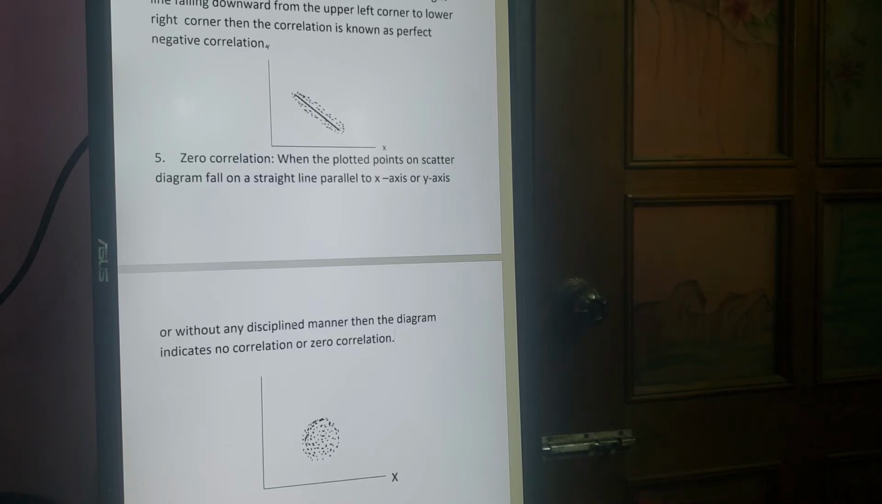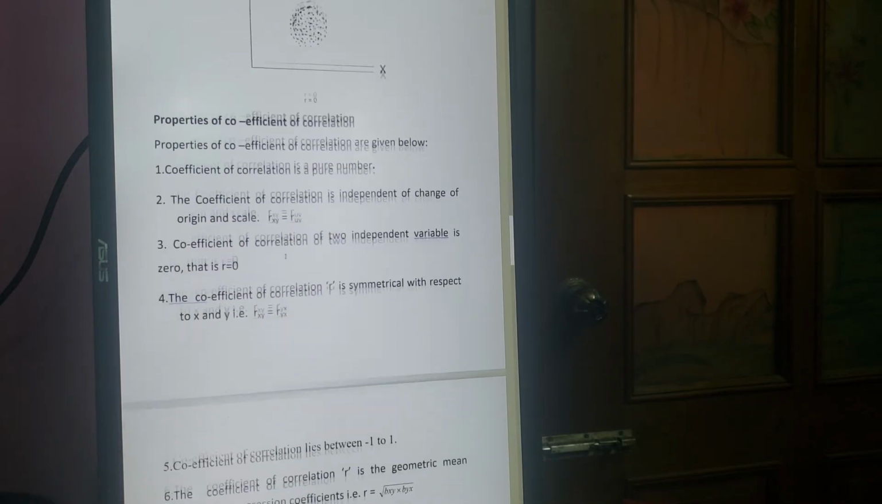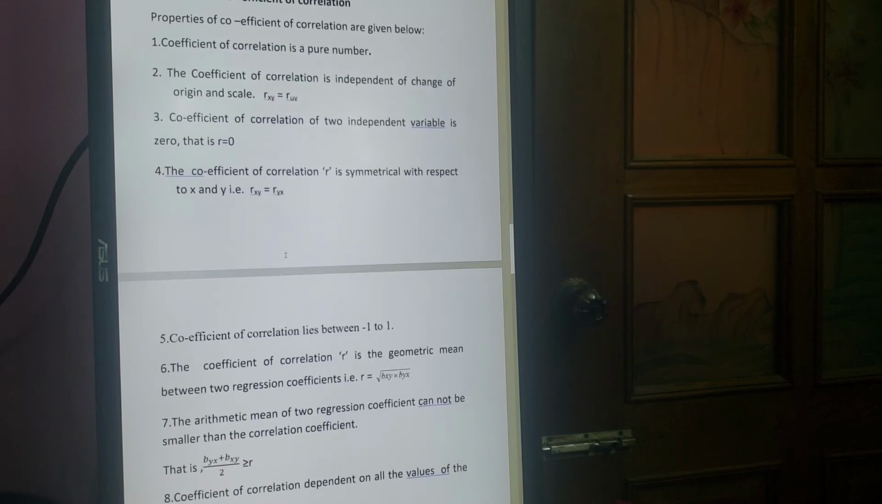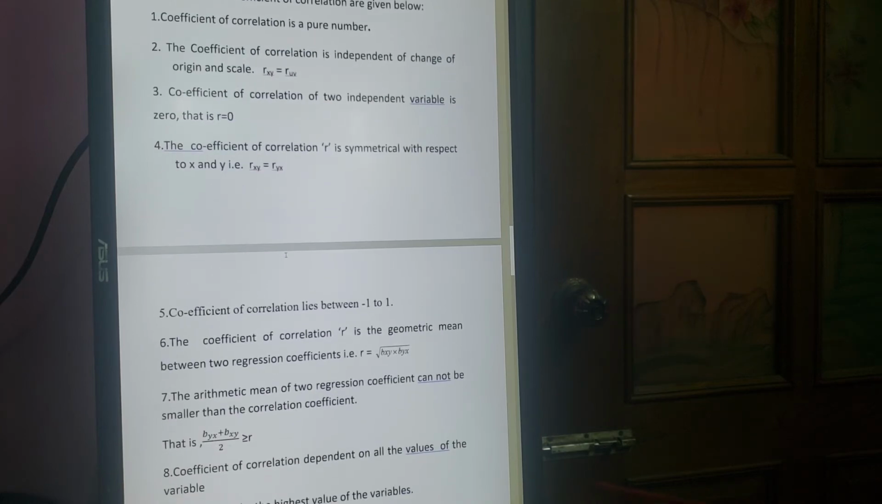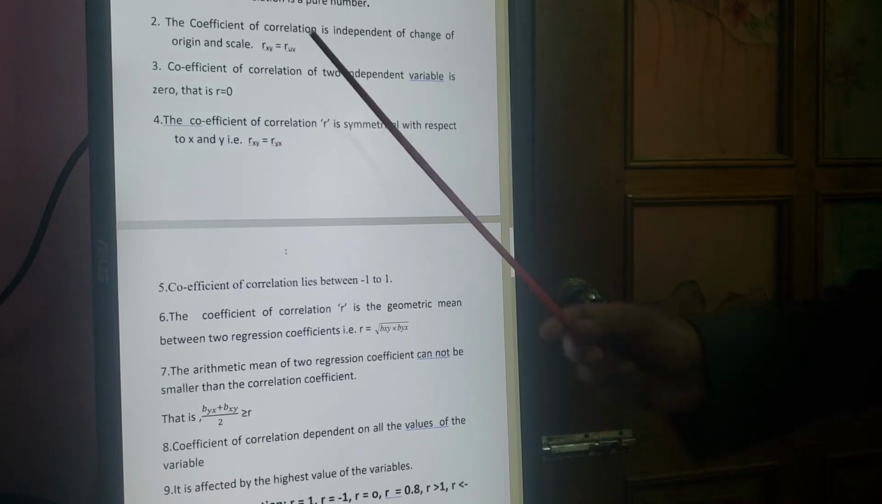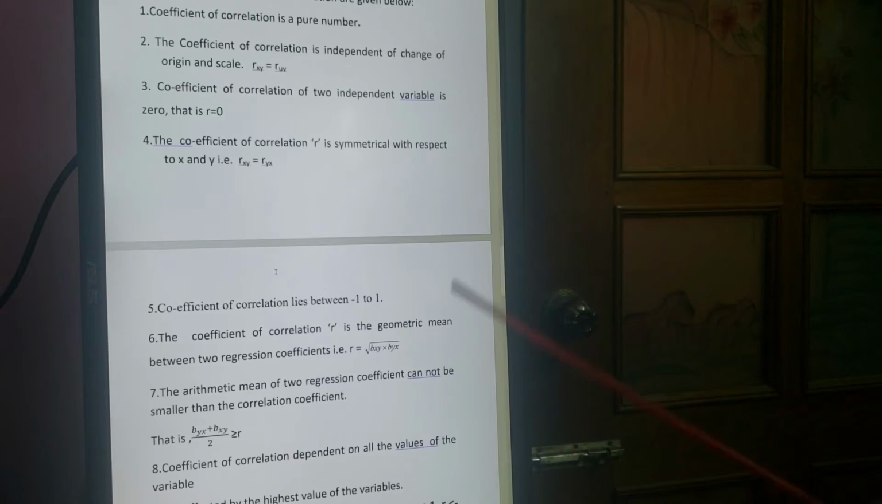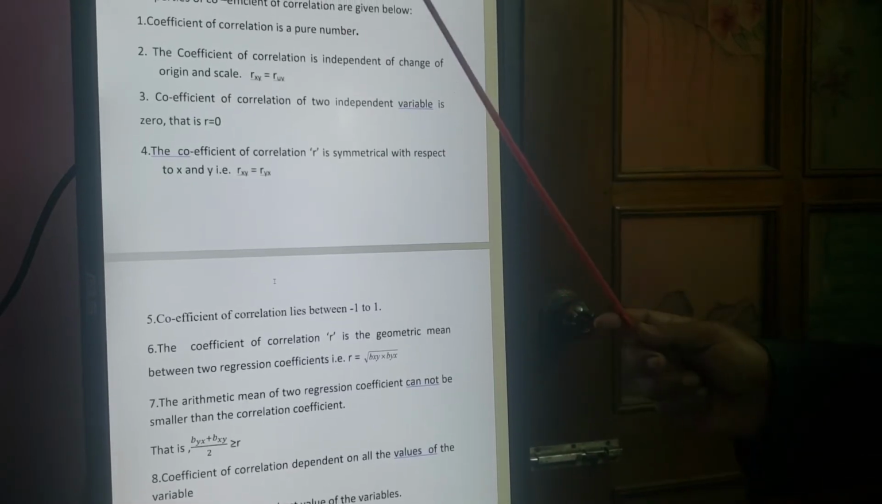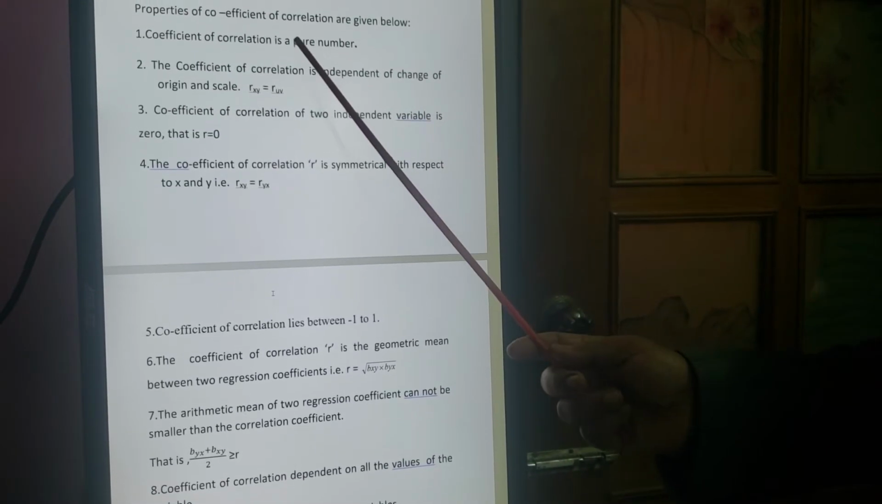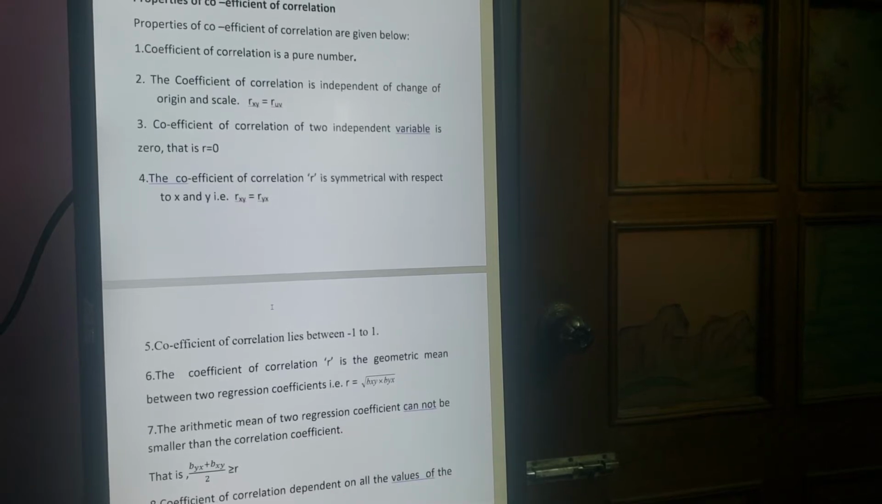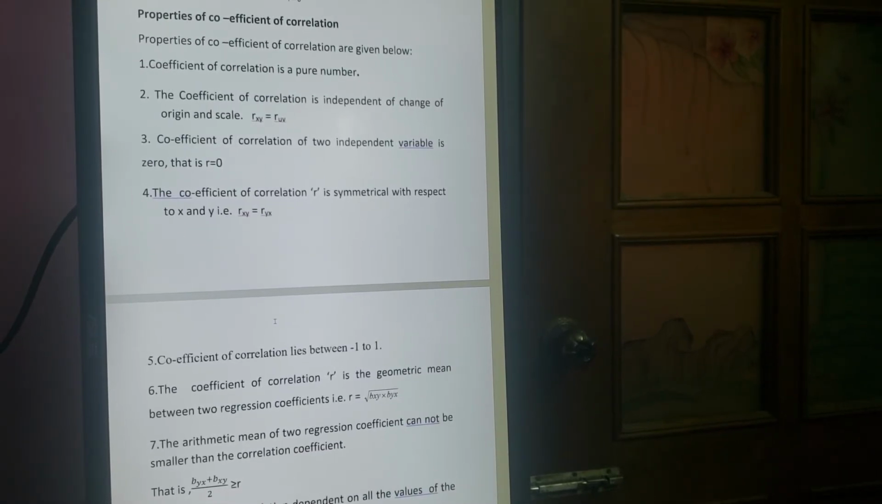Now we will discuss the properties of the coefficient of correlation. Properties of the coefficient of correlation are: the coefficient of correlation is a pure number, that is, it has no unit.